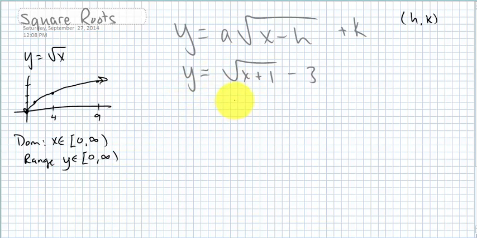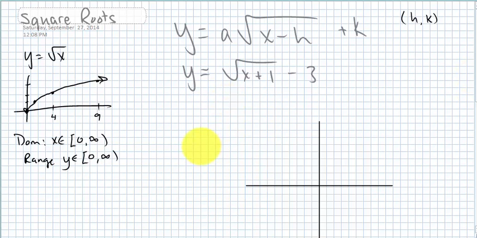But how would I graph this? y equals square root of x plus 1, minus 3. So how's that compared to our parent function over here? Well, we now know that our h comma k, h is negative 1, so is k. So negative 1, negative 3 is where this bad boy starts. And then the progression of the points is going to be the same. They were here.